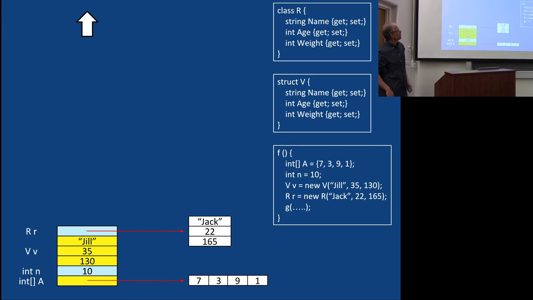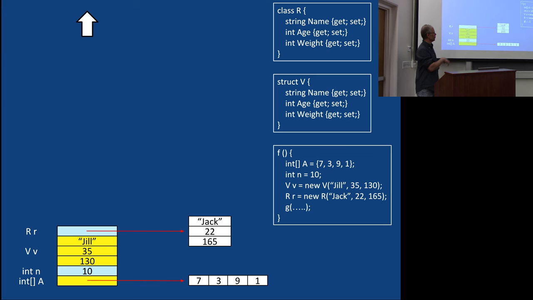So we have those two familiar structs, R and V, there. I've created an array that contains 7391. So that's an object. We've got a reference to it. Int 10, that's a value type, so it's stored in the stack. I create the struct Jill, 35130. That's a value type. It's stored in place. And then I've got R, which refers to this object. And I've suppressed the other pointer that goes to the class definition, just to keep the diagram a little more simple. Then we're about to call G.